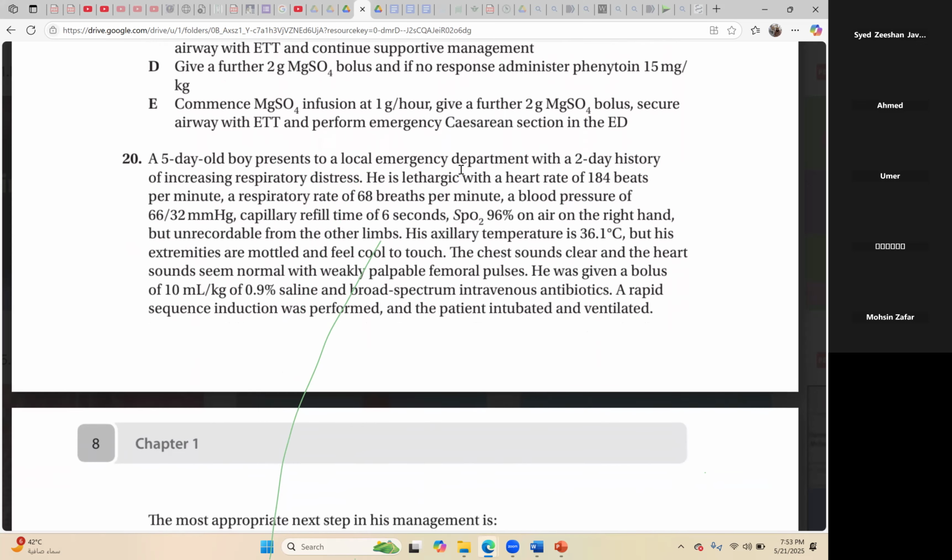Okay. So a 5-day-old boy presents to a local emergency department with a 2-day history of increasing respiratory distress. Okay. Respiratory distress in a 5-day-old, so just after delivery. He is lethargic with a heart rate of 184, respiratory rate of 68. So he is tachycardic, tachypneic, blood pressure of 60 by 30. So you should revise what the normal blood pressure readings are with reference to age. Okay, capillary refill time of 6 seconds, so it's prolonged.